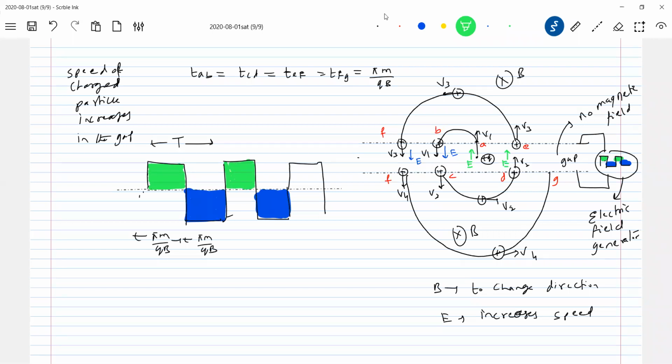So what should be the time period of the signal? The time period of the signal should be equal to the time period of revolution of the charged particle inside that D. So this is the one condition I'll put. We know T is equal to 2 pi m by QB and f is equal to 1 by T. So what should be the frequency of the electric field generator? That should be equal to the frequency of the charged particle revolving in this particular cyclotron. Then only resonance occurs. Then we'll get the maximum speed.